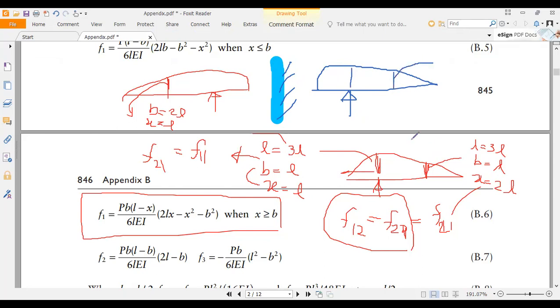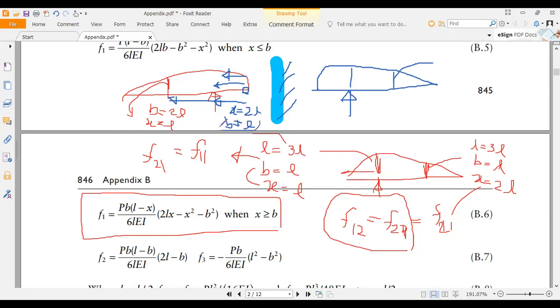You have to find delta here, right? So that's again similar to F21. That's okay, but that means you can use X from here now. So if you use X from here, your X becomes 2L, and the distance to load, this is the X, the distance to load B is equal to L.